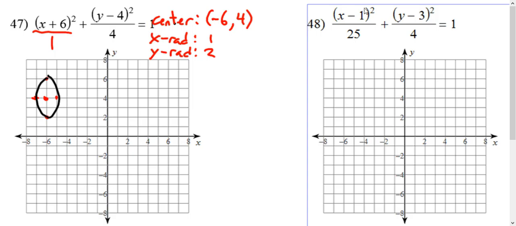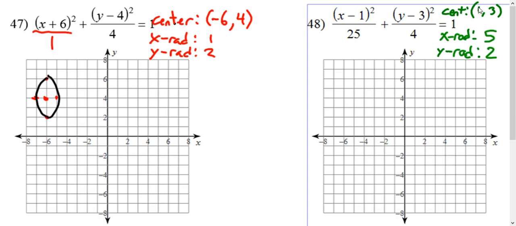For our next example, our center is at (1, 3). Just remember to change the signs of h and k. Our x radius, underneath the x, the square root of 25 is 5. Underneath the y, for our y radius, the square root of 4 is 2.